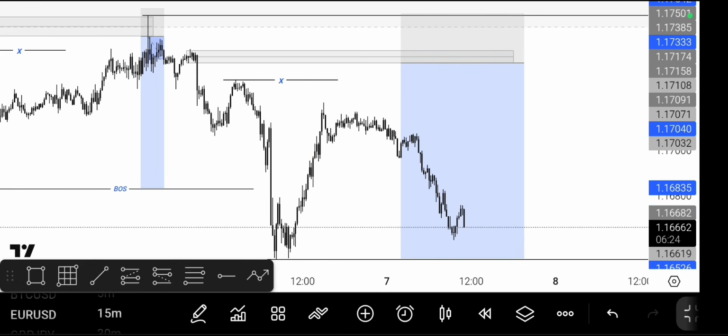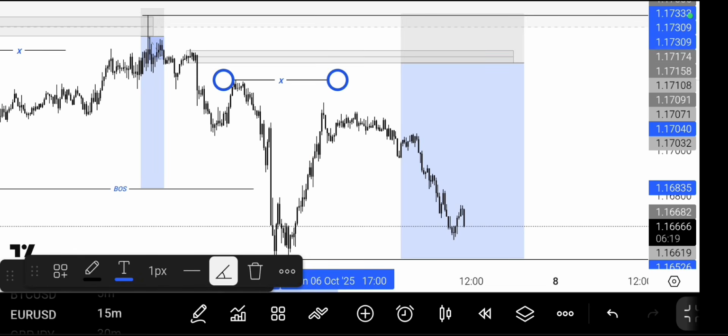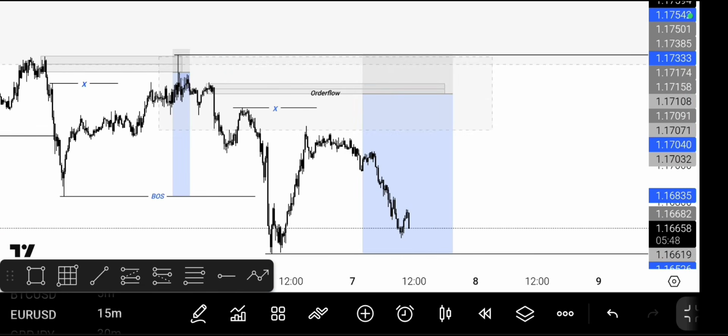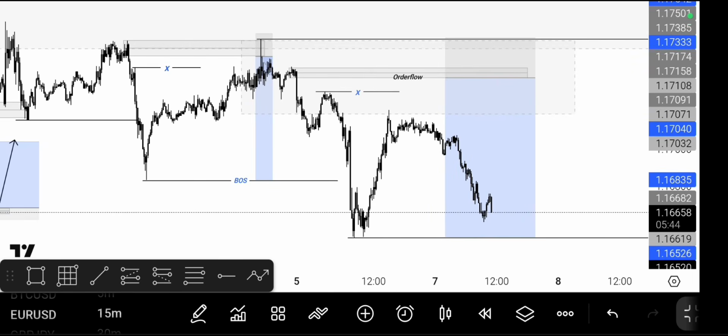I'm currently waiting, though the market did not tap it in. I really don't know the reason. The market just reacted off the order flow and it's selling. Well, that's just it. So this is how I trade the market. I just pick up the storyline and I keep trading in that direction.